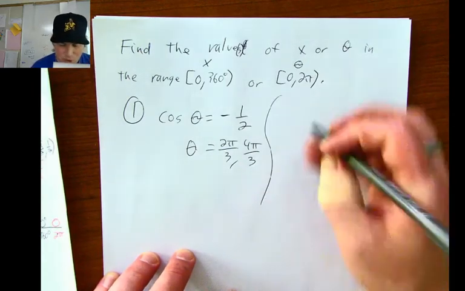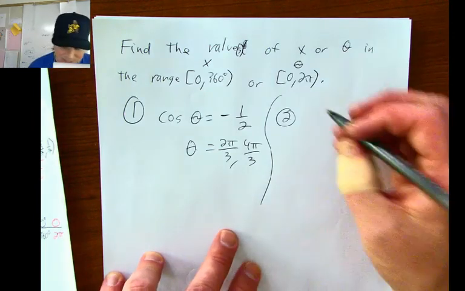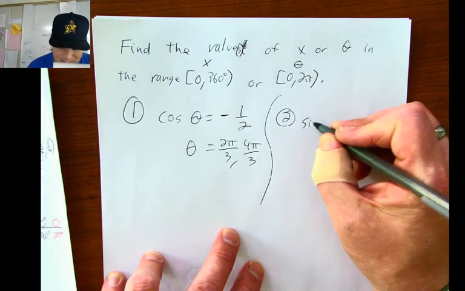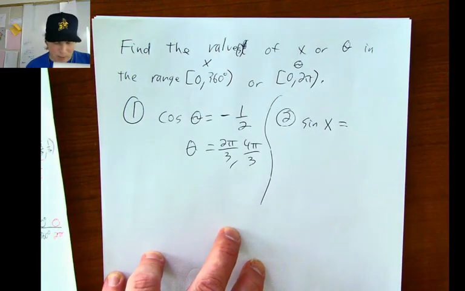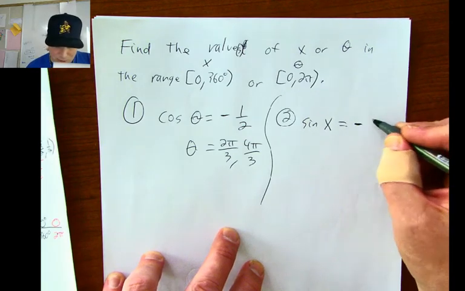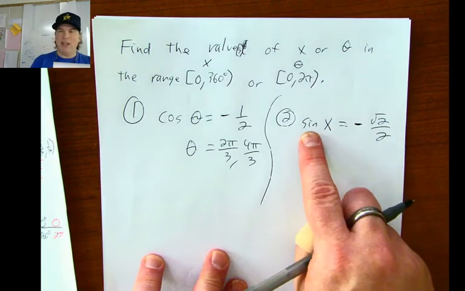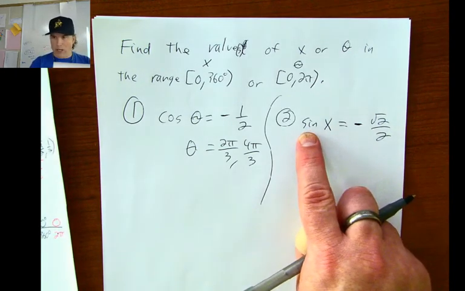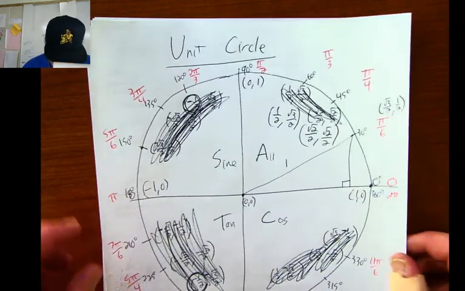I'm just going to do one more of these, number 2. Let's say that it said sine of x, so that's telling us degrees for this problem, equals, no, shoot, let's go with negative root 2 over 2. So it's asking me, when is the y-coordinate equal to negative root 2 over 2?